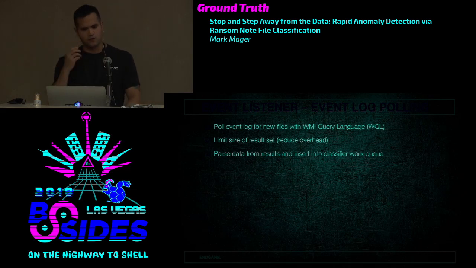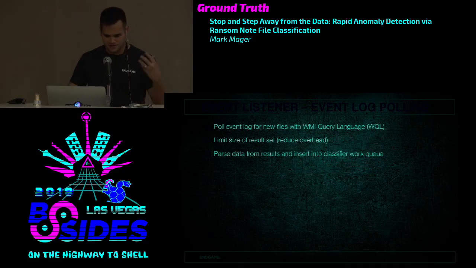So as I mentioned before, what we're trying to do is pull the event log for new file paths, and we're going to be using the WMI query language. We need to limit the size of the result set in order to reduce overhead, because the event logs can build up over time. And we need to parse that data from the results and then pass that to our classifier work queue.